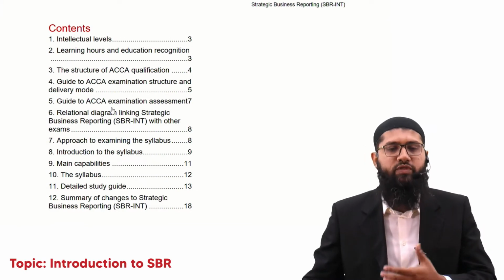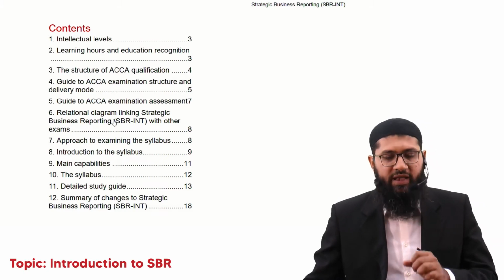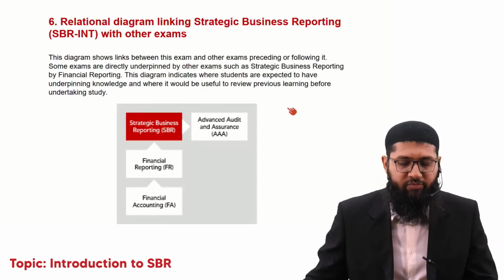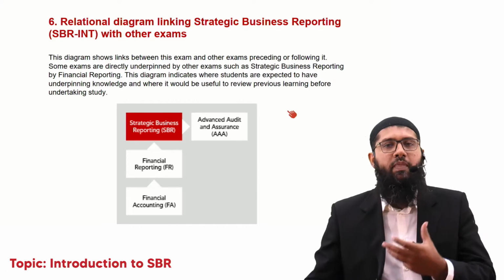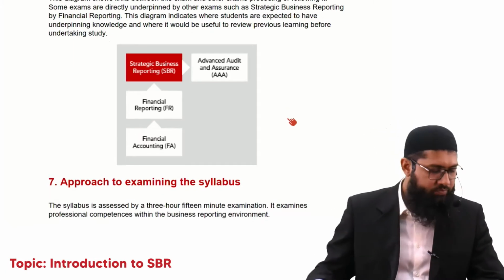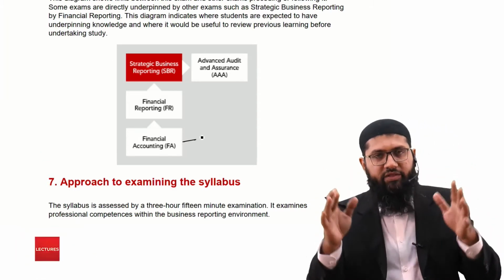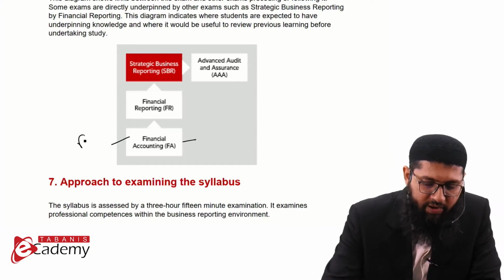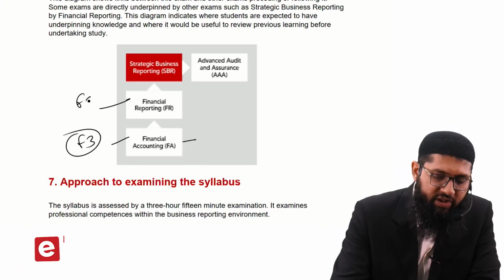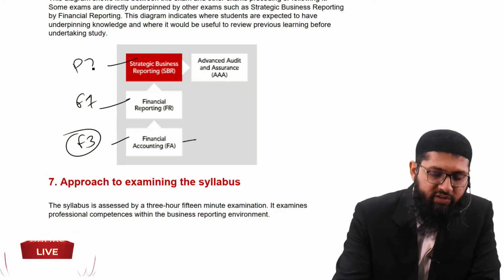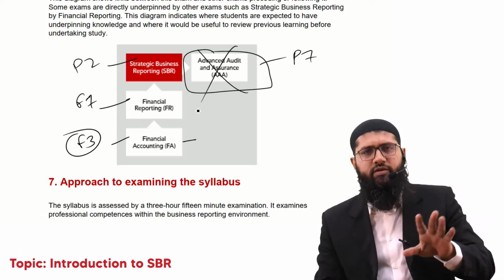I have opened in front of you the latest syllabus of the SBR. First of all, I would go to the relational diagram of this specific paper SBR, which shows what papers or prior knowledge is required for you to be able to attempt the SBR. The first thing I want to discuss is that there is a relationship diagram where you've got the financial accounting paper, also known as F3. Then you've got the financial reporting paper, also known as F7. And here you've got this P2 paper, which has another connection with the P7 paper, which I'm not going to be discussing right now.